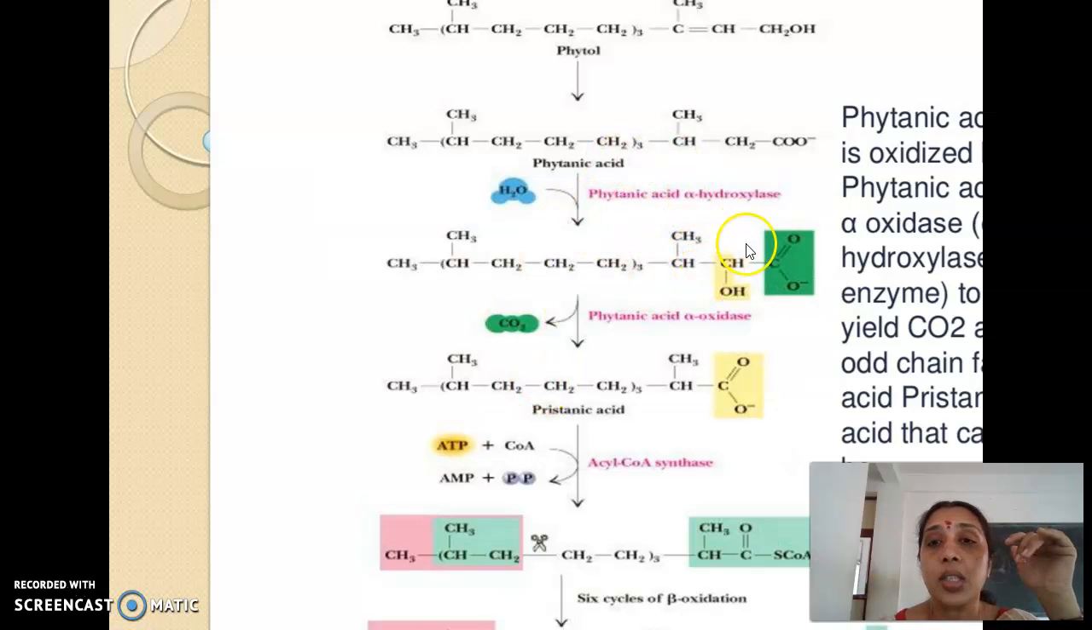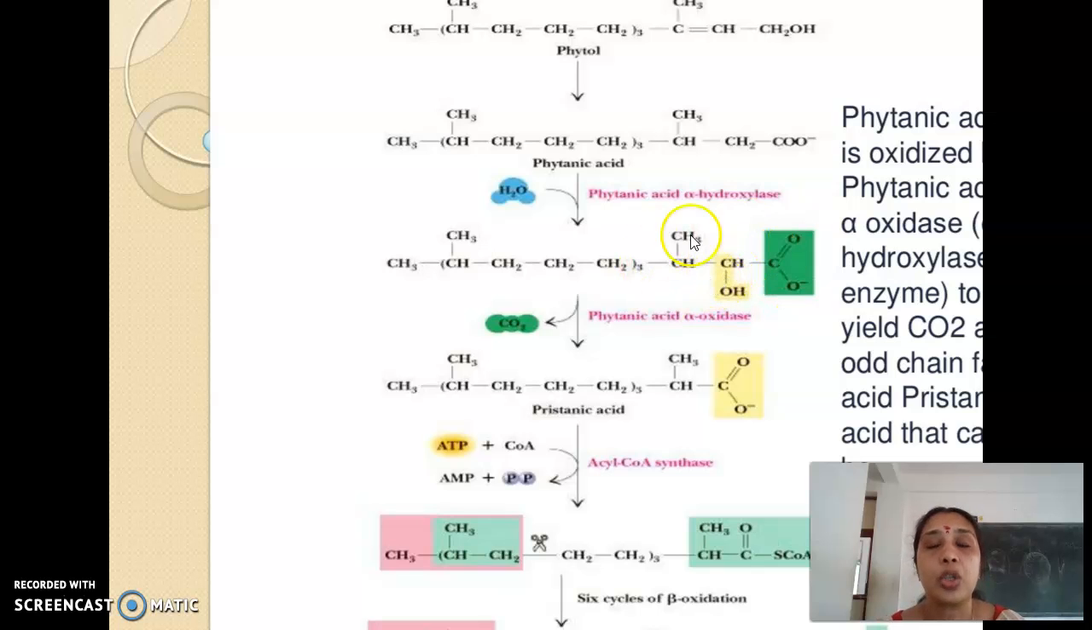Water molecule as such is not coming, but the water molecule is split in the form of OH, and this OH is only attached to the phytanic acid, so that it is now converted into 2-hydroxy. This is known as 2-hydroxy or alpha hydroxyphytanic acid, right? So hydroxylation happens first, introducing an OH on the alpha position or the second position, so that it is known as alpha hydroxyphytanic acid or 2-hydroxyphytanic acid.